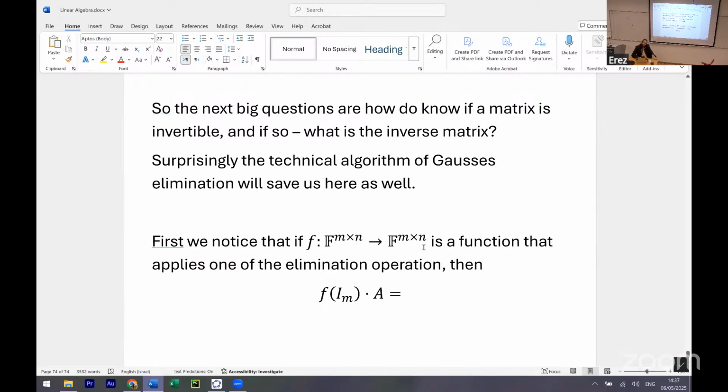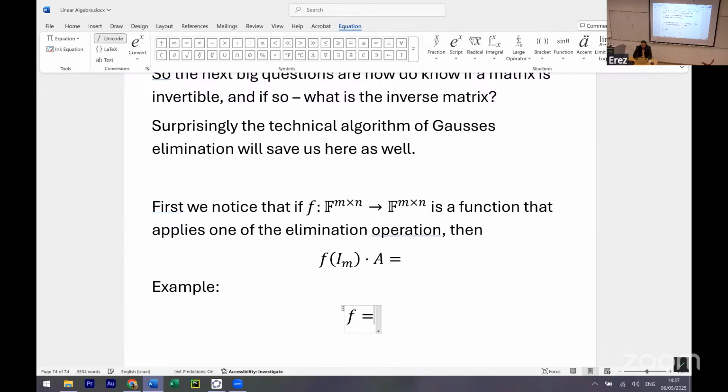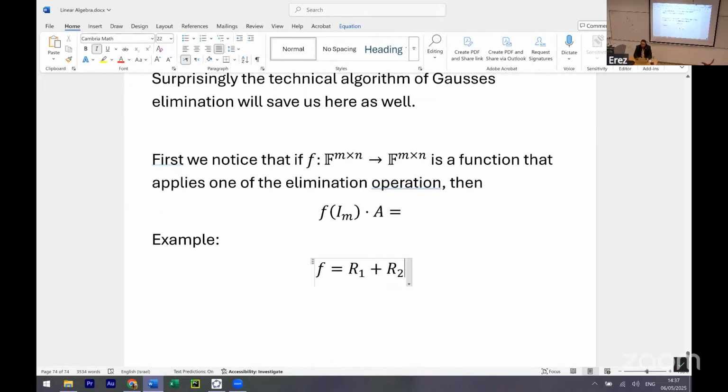The difference, like... Let me give you an example before I finish the sentence. Example: choose the size to be 3 by 3, and choose any elimination operation. Sum row 1 to row 2, so F would be R1 plus R2. Let's apply it, and M, like I said, would be 3. So let's apply it to the identity matrix.